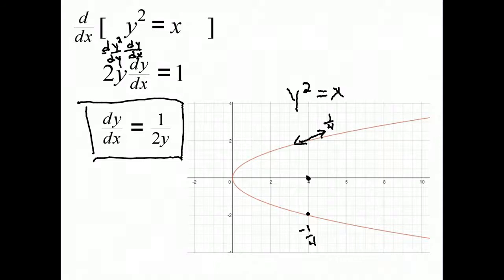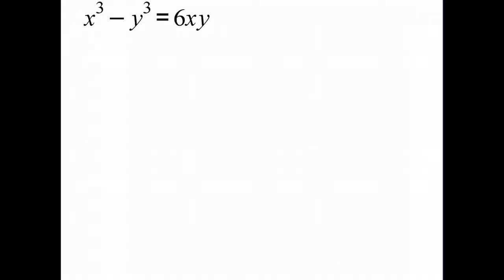Okay, let's take a look at another one. Let's take a look at x cubed minus y cubed is equal to 6xy. And in fact, this is number 14 in section 6 of your book, one of your homework problems. So we're going to take a derivative of this with respect to x. So we want to take a derivative of the entire relationship here, both sides of the equation, with respect to x. So let's do that.